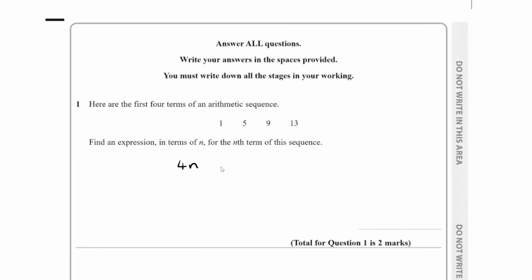I then will write out the 4 times tables, so 4, 8, 12, 16, and all I have to do is figure out what do I need to add or subtract to get from the 4 times tables back to each of these terms in the original sequence. From 4 to 1, we take away 3. From 8 to 5, same thing again. Every time I have to take away 3. So therefore, my nth term is 4n minus 3.